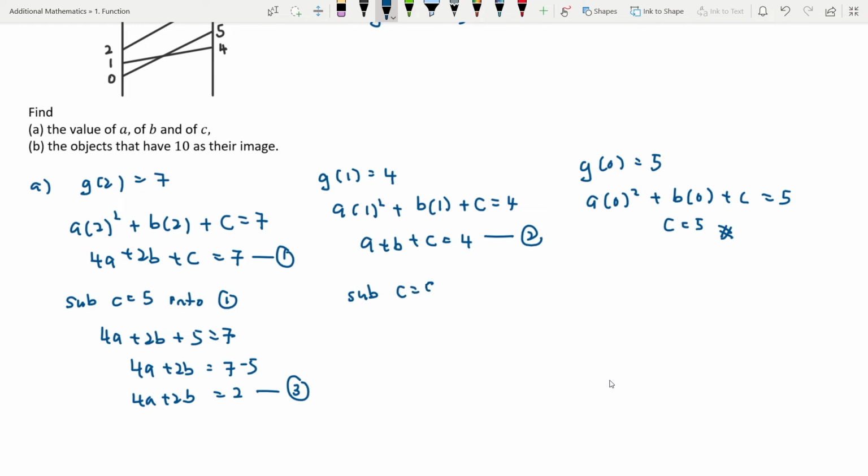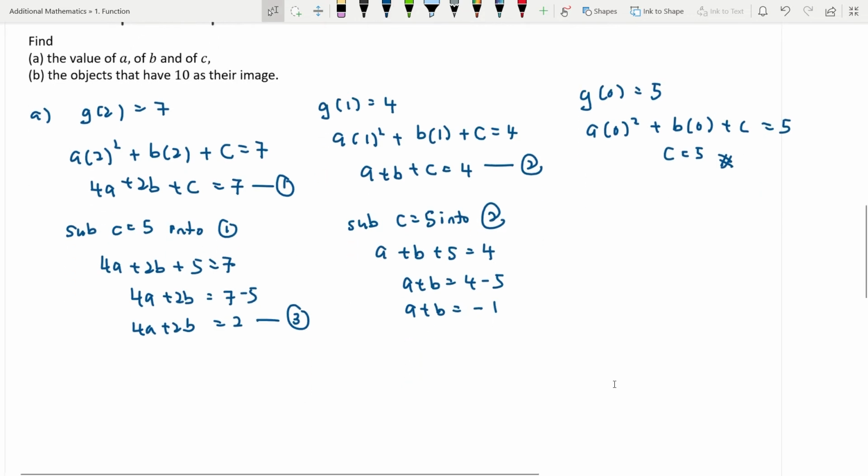Substitute c equals 5 into equation 2. We have a plus b plus 5 equals 4. Rearrange it. a plus b equals 4 minus 5. a plus b equals negative 1.